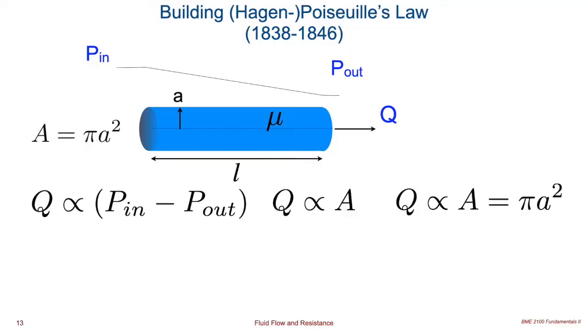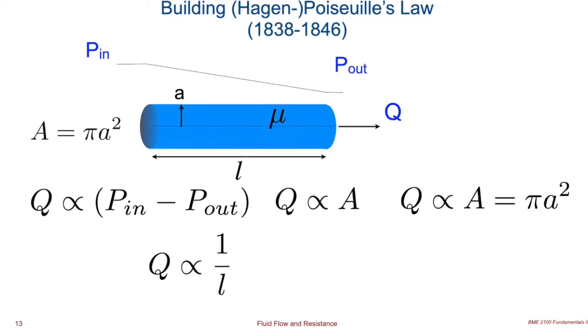And we can write down the expression for area. It's pi r squared, or pi a squared. We're using a for radius here. And we can write down this simple expression to say that the flow is a function of area, which is equal to pi a squared.